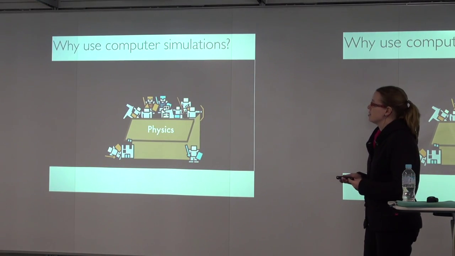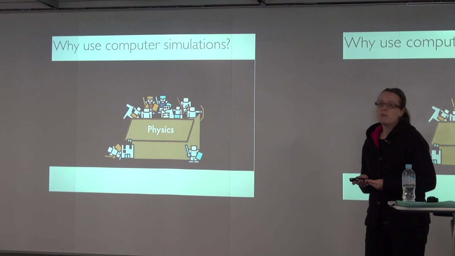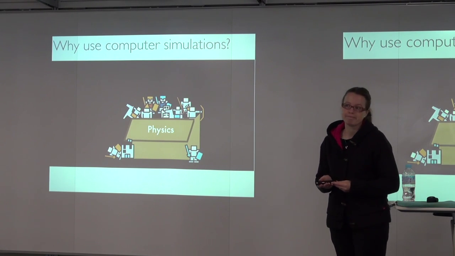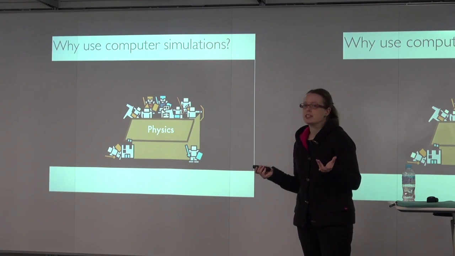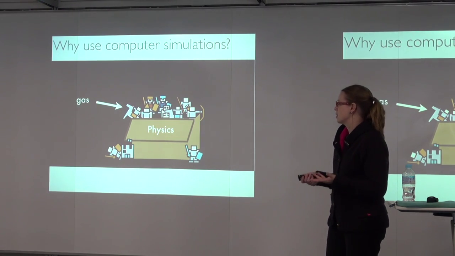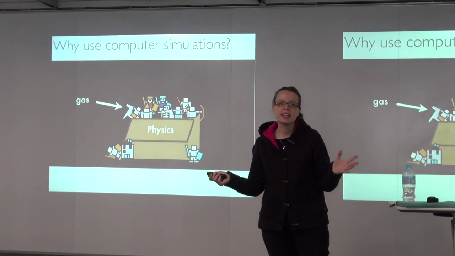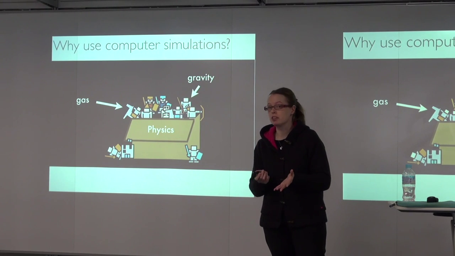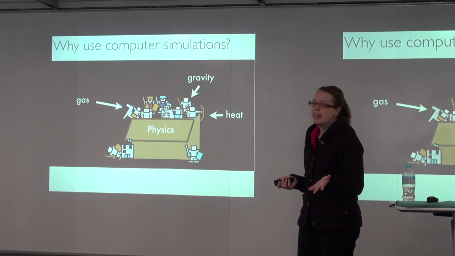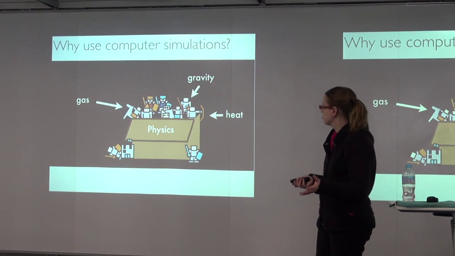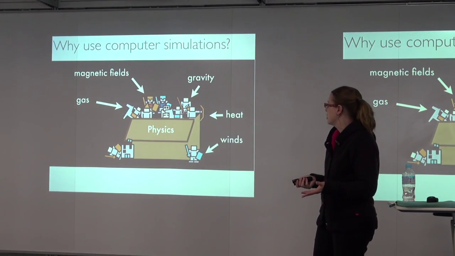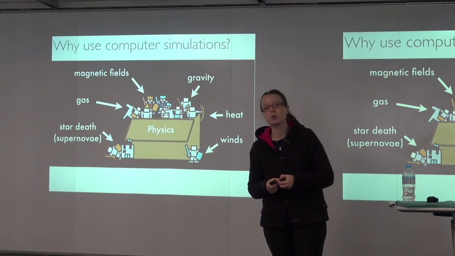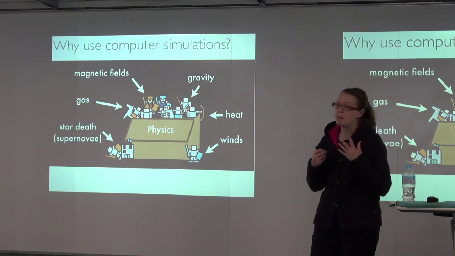So another very big advantage involves physics. When we deal with the physics of the universe, it's really like having a giant toy box. So we have different processes that can go on in the universe. Like, for instance, there's a lot of gas in a galaxy. The gas collapses to form stars. There's also gravity. That collapse happens because of the gravity. But there's also heat. Stars are giving off heat. Dust is giving off heat. There's magnetic fields. There's winds from stars. There's star death. Stars can explode in something called a supernova, which gives a huge amount of energy back to the gas.